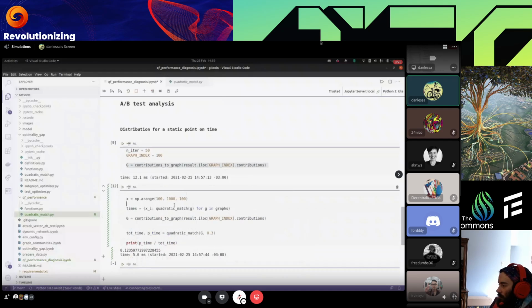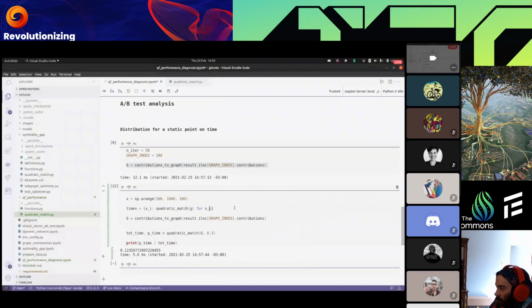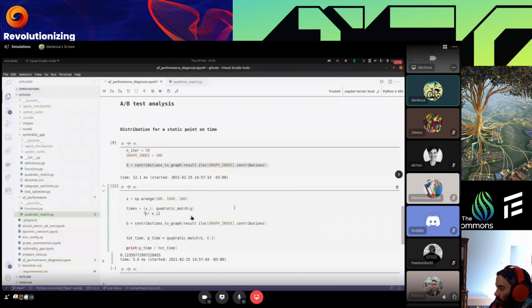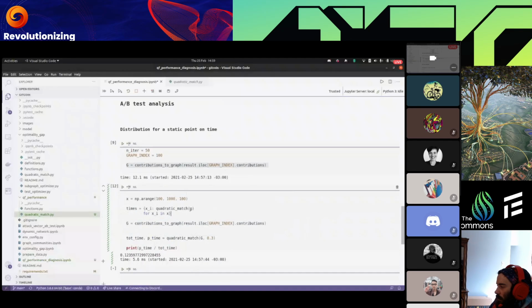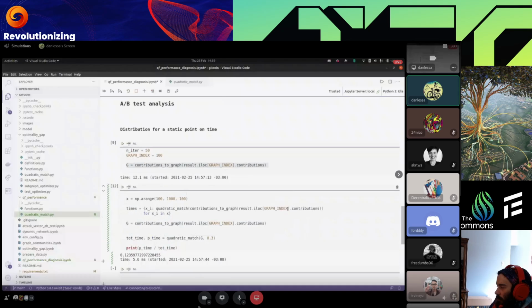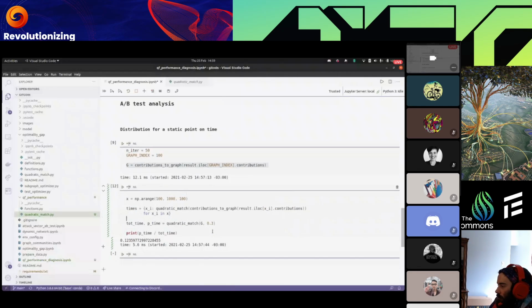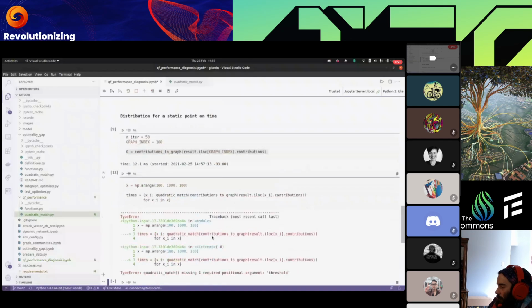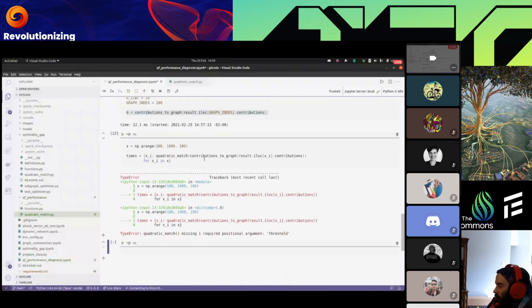No, it's not that. For xi in x. Yeah, for xi in x. And then we get that, and we put it inside it here, and xi here. And we need a threshold here.